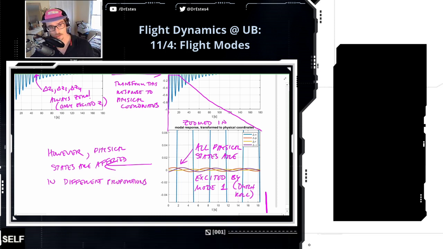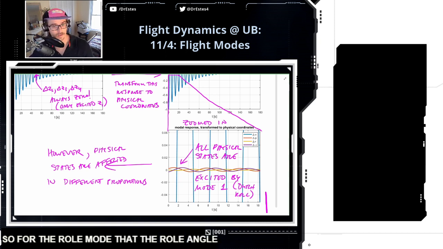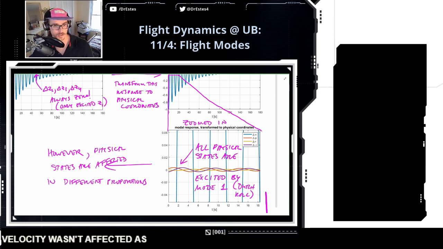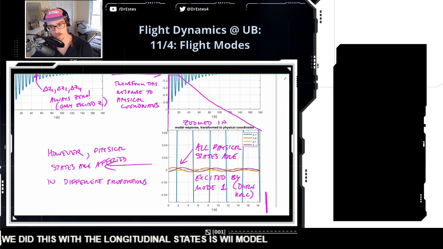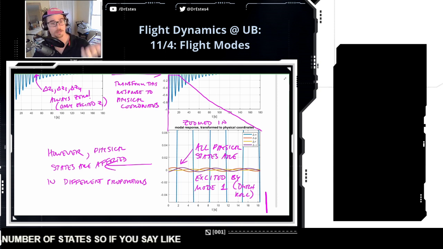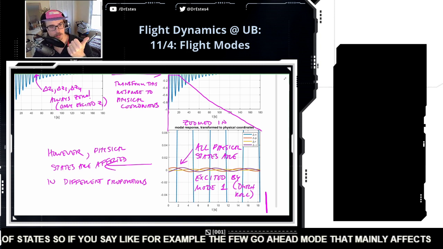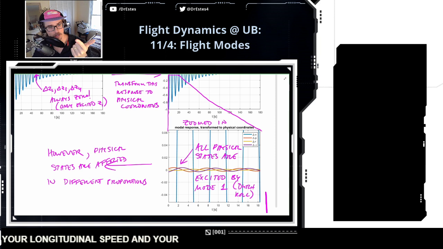So for the roll mode, the roll angle is affected very much, and maybe the side velocity wasn't affected as much. What we do when we model these modes, and we did this with the longitudinal states, is we model the modes with a reduced number of states. For example, the phugoid mode mainly affects your longitudinal speed and your pitch angle. So we just modeled the phugoid with those two states.